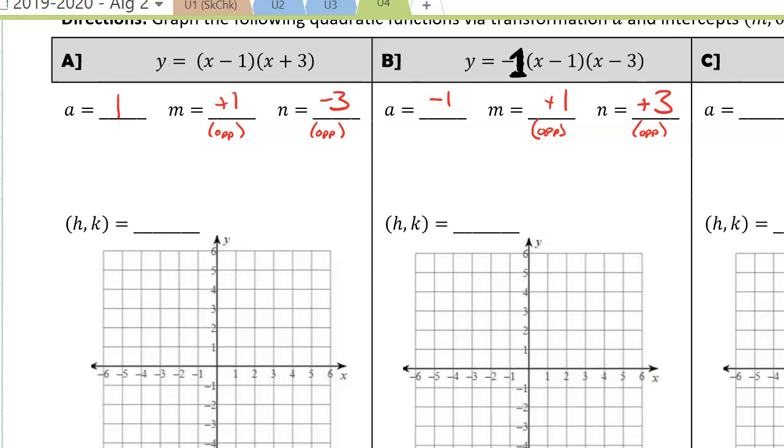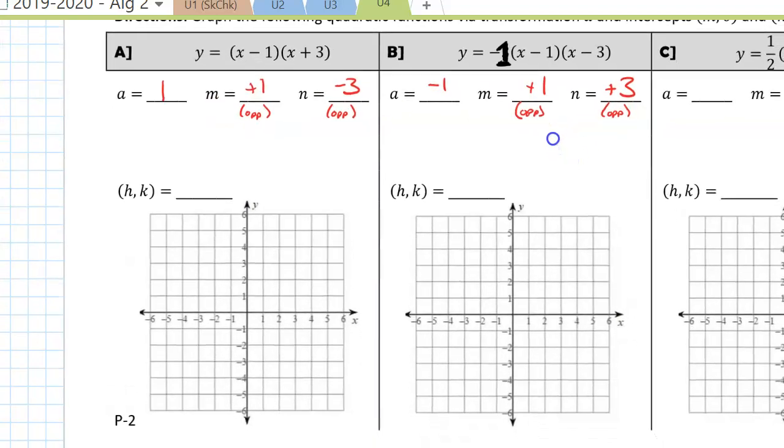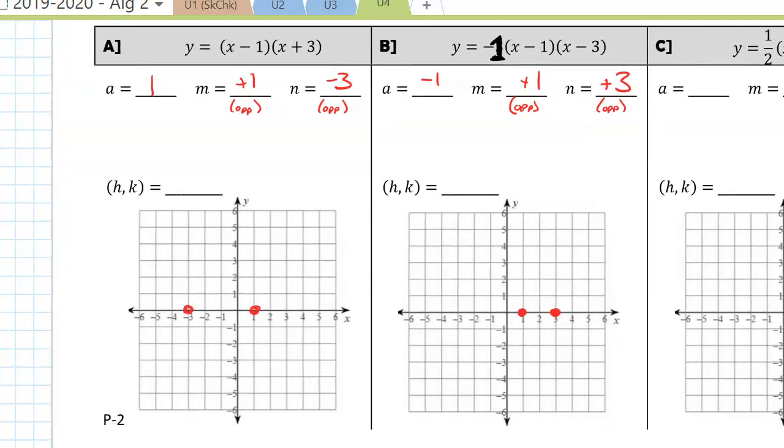So we're going to graph these m and n values on our grid, as again, these are the x-intercepts of our graph, hence the name intercept form. Now what we're going to do is figure out what h and k are going to be so that we can fill out the rest of the graph.